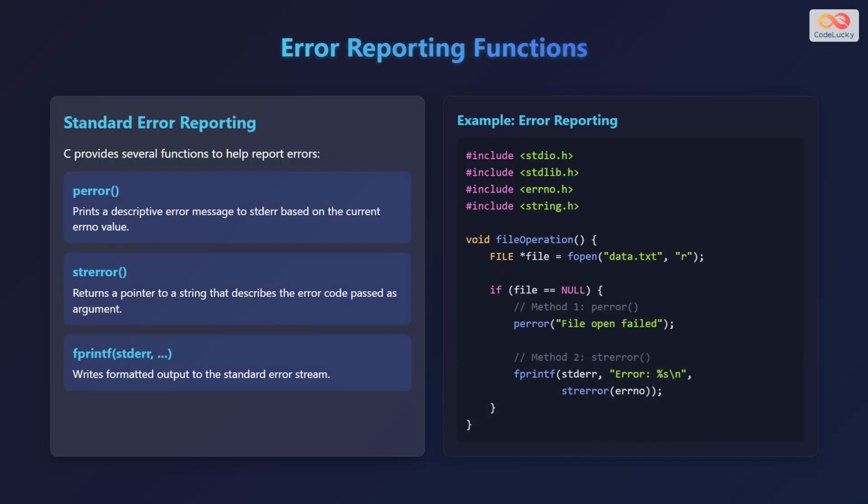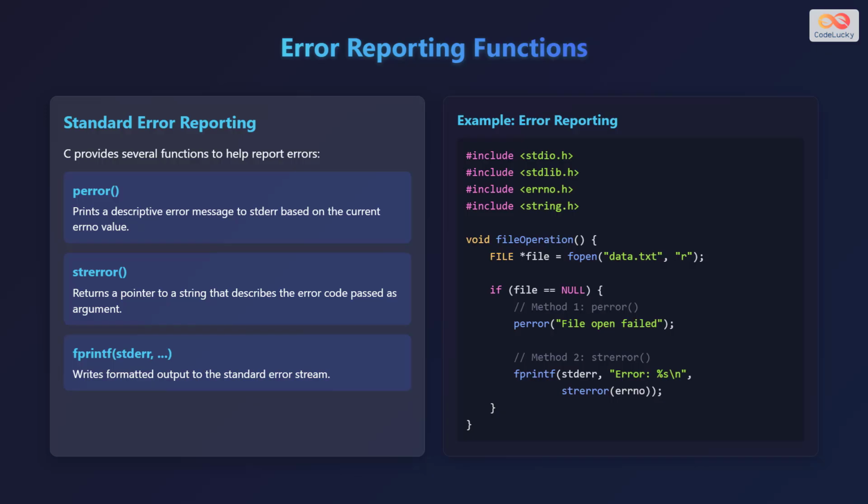C provides several functions to help in reporting errors effectively. The function perror prints a descriptive error message to the standard error stream, based on the current value of errno. The function strerror returns a pointer to a string that describes the error code passed to it as an argument. Additionally, fprintf with stderr can be used to write formatted output to the standard error stream.